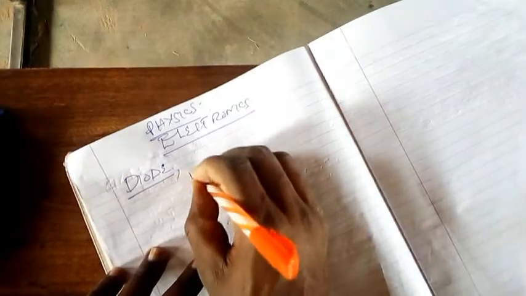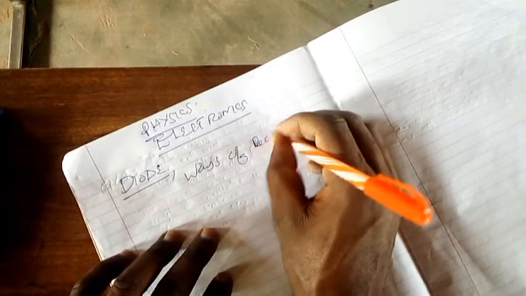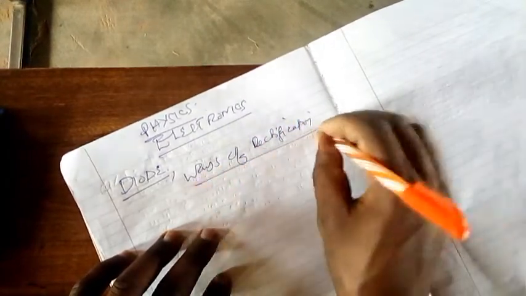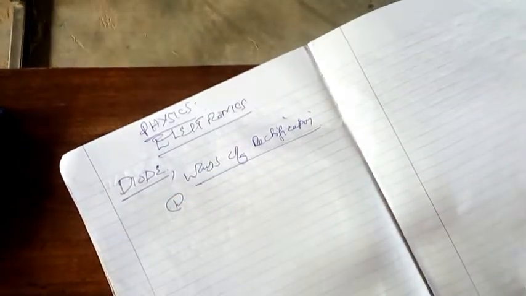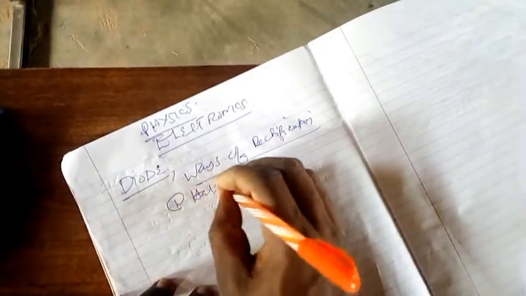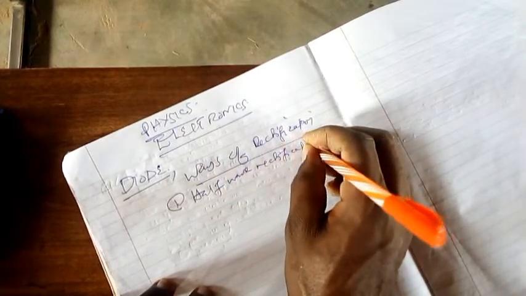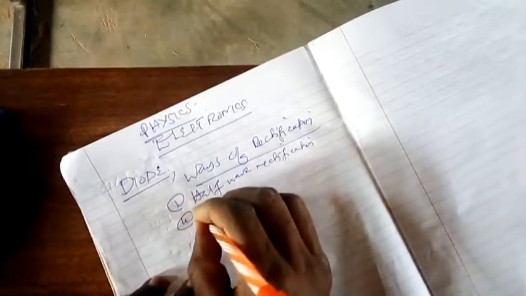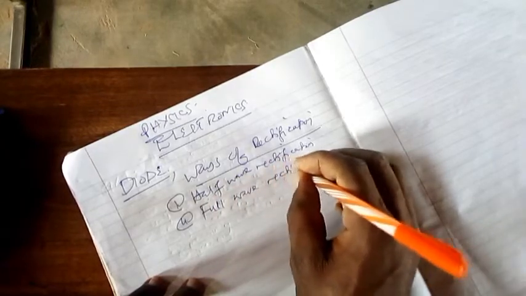So let us proceed to the ways of rectification. Generally, we have 2 ways of rectification. The first one is half-wave rectification, and the second one is full wave rectification.